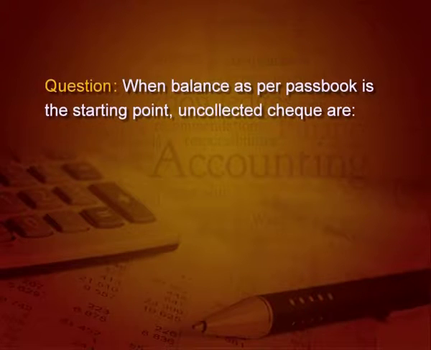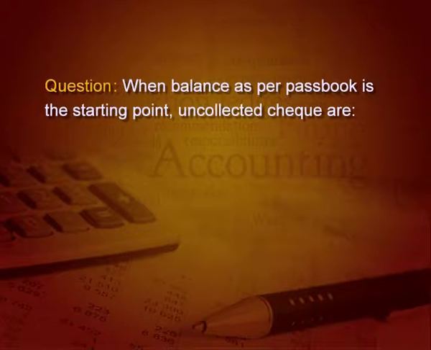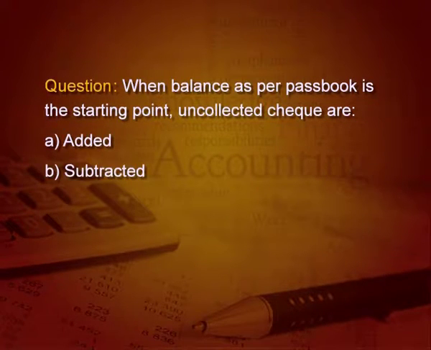Next question, when balance as per passbook is the starting point, uncollected check, uncollected means you have deposited, but they have not been credited in the bank. Please see once again, when balance as per passbook is the starting point, uncollected check will be A. added, B. subtracted, C. none of these. Naturally, it will be added, because in passbook you have not added.